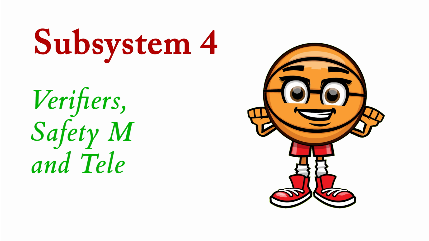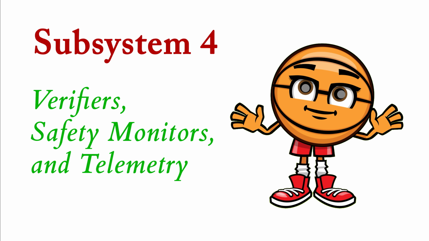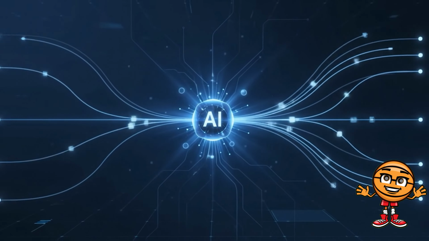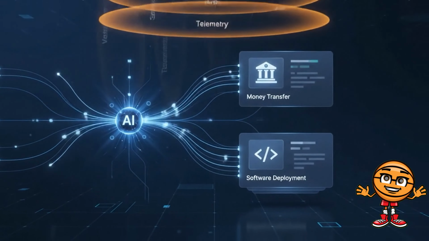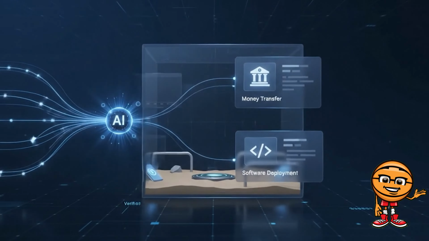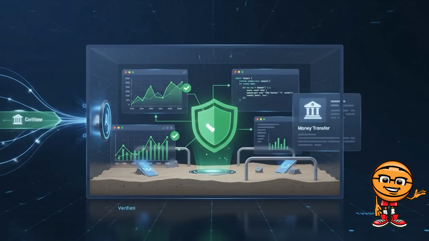Subsystem 4, verifiers, safety monitors, and telemetry. These are the guardrails. Before an agent executes a high-stakes action, like transferring money or deploying software, system verifiers test the command in a safe simulation first.